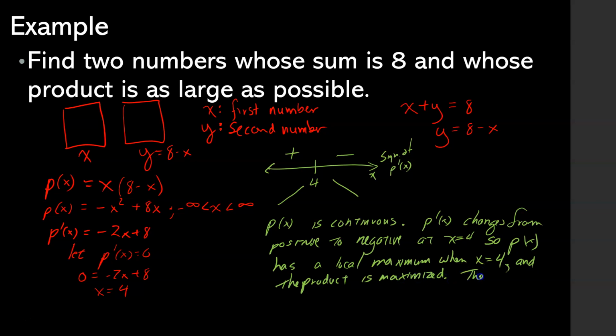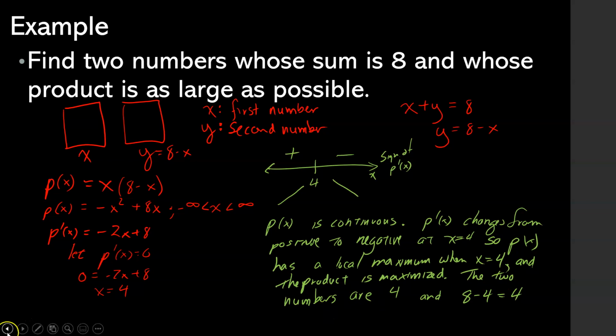Okay, the two numbers are 4, and they'll be able to figure out that's the 4 I referred to, and what's my second number? 8 minus 4, which is also 4. Okay, there's our first example.